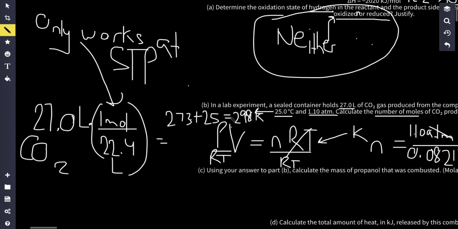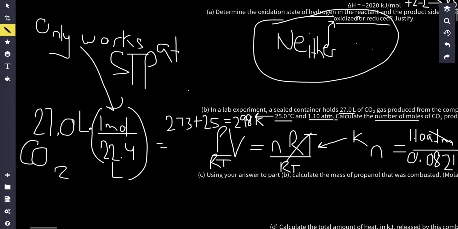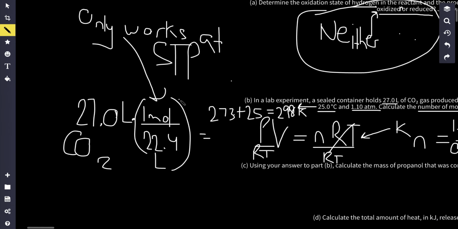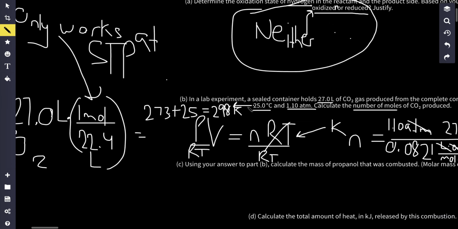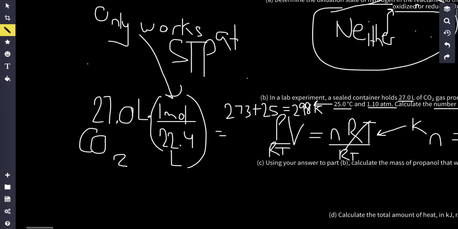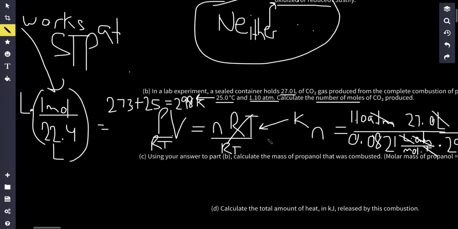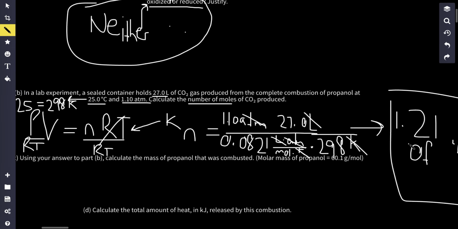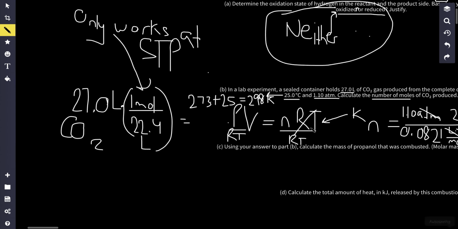Remember that STP is just when the pressure is 1 atm and the temperature is 0 degrees Celsius. So this conversion factor only works when the conditions are at STP. But notice how our conditions are not at STP, so we can't actually use this conversion factor. Funny enough, if I actually do use it, you do get an answer that's similar to 1.21. That's just a coincidence. Just take into account that this conversion factor, 1 mole of gas takes up 22.4 liters, only works at STP.